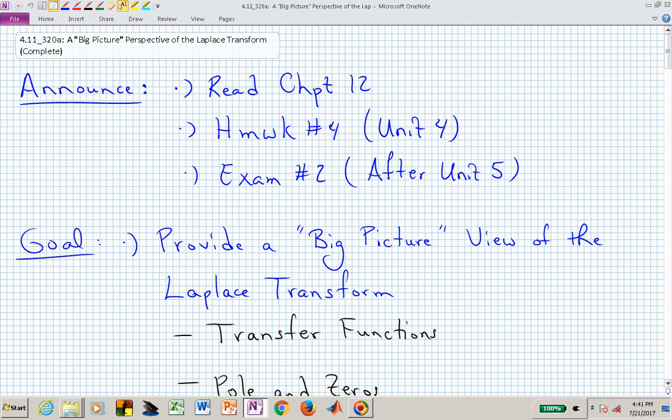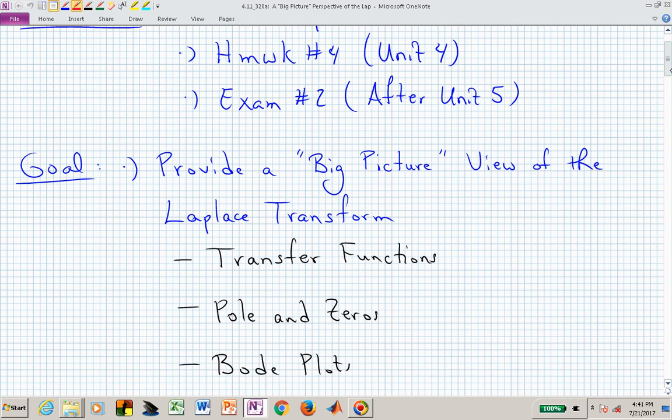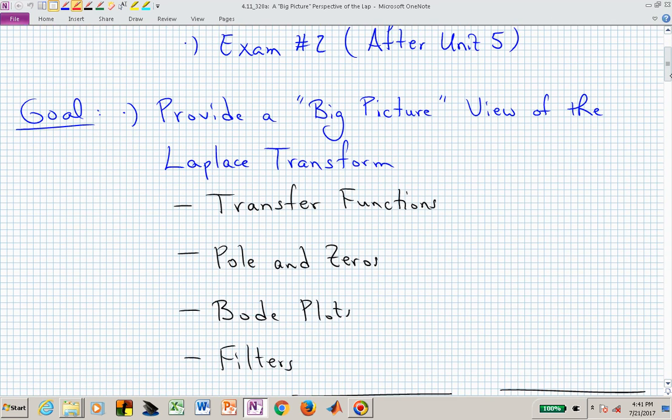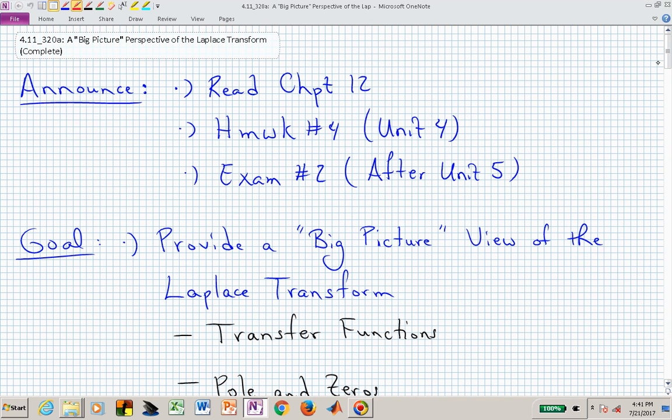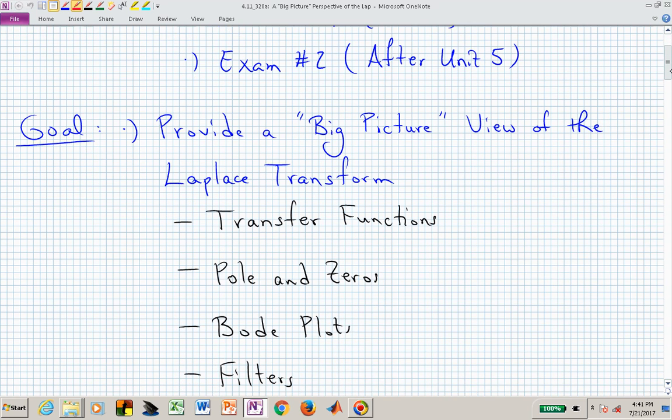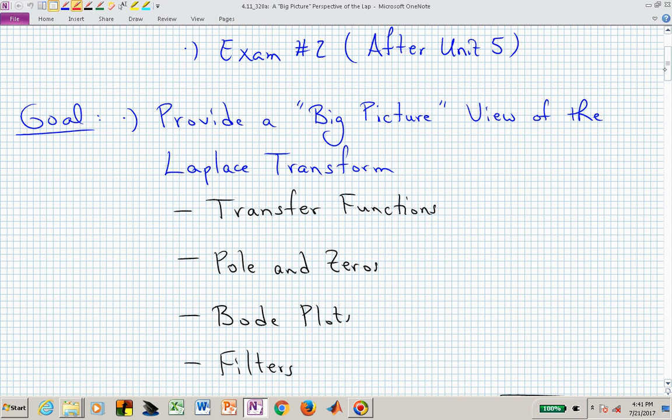In this video, I want to try to share a big picture view of the Laplace transform. We're still in Unit 4, still learning the basics of the Laplace transform and trying to become a little bit more comfortable with it. But I want to provide a little bit of insight into where this can lead us, or why we are spending so much time trying to understand the Laplace transform.